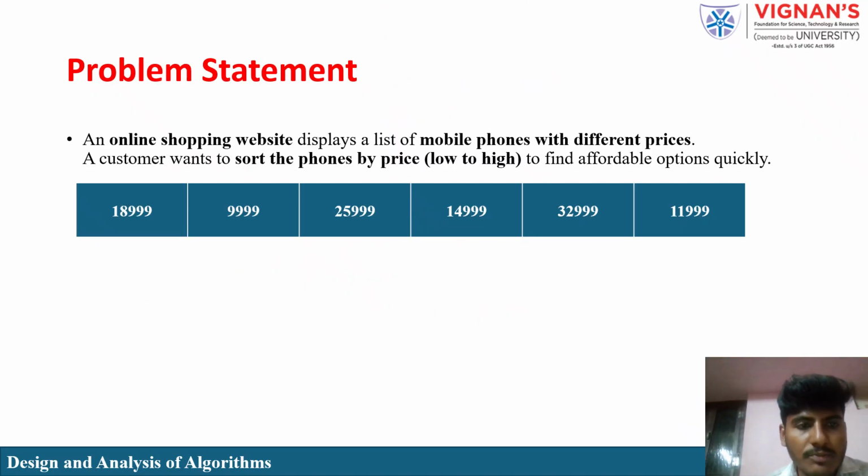Let us see the real world problem. An online shopping website displays a list of mobile phones with different prices. A customer wants to sort the phones by price, which means low to higher, to find affordable options quickly. So here is the list of 6 mobile phones and their prices. Let us see how we can apply quick sort to solve it.